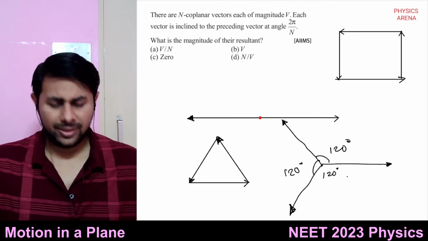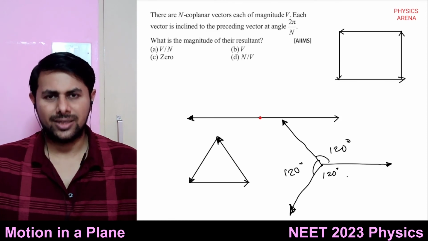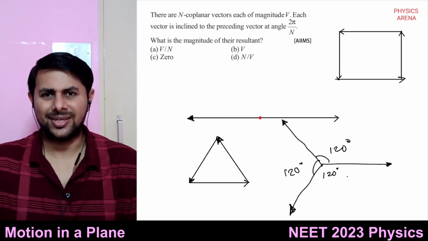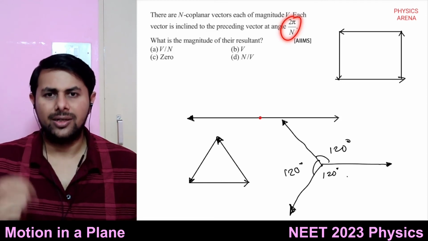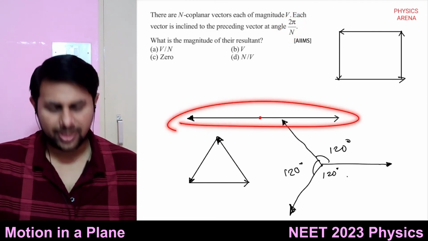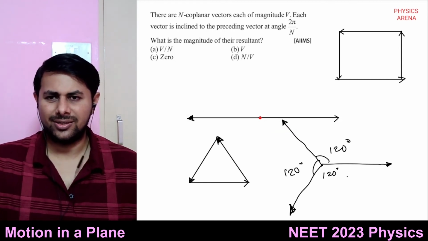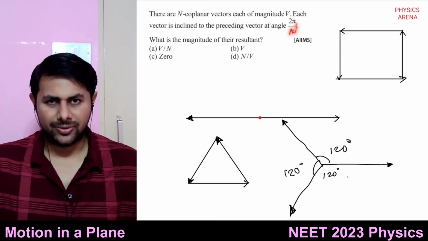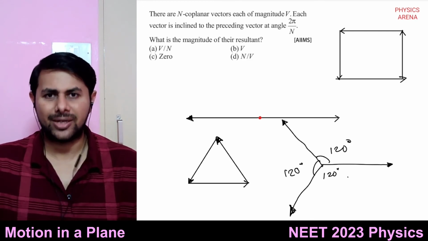So is it clear? This is actually a mathematical rule, but it is difficult to think about mathematical rules in an exam. So what should we do? We should solve using the simplest possible case. This is the simplest possible case. How to approach this kind of question? Because n can take various values, but whatever answer you get for your simplest possible case, it will be applicable to all the cases.